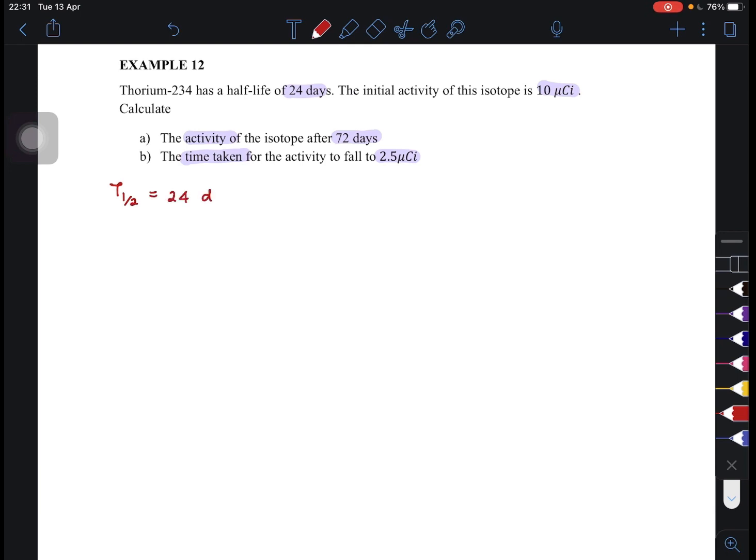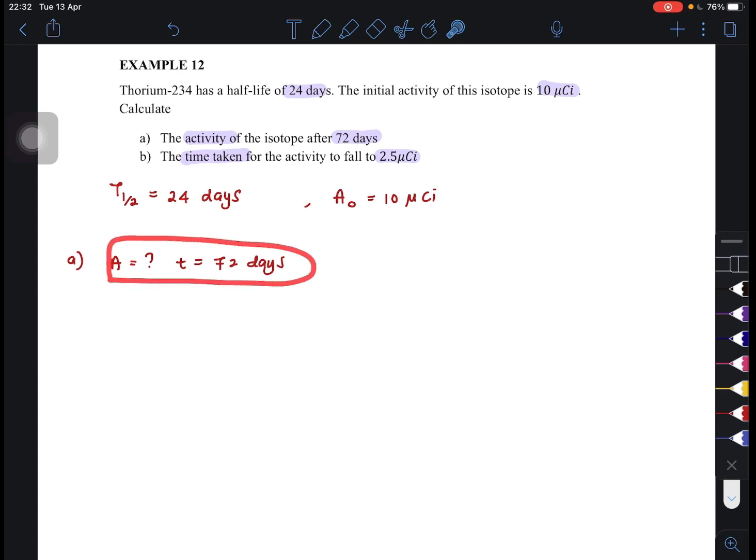24 days. And then kita ada initial activity which is A0, 10 microcurie. So the first question we need to find is the activity apabila T sama dengan 72 days. So dekat sini, we are given the condition here. So kalau kita diberikan condition, remember we are going to use the activity equation, which is this one.